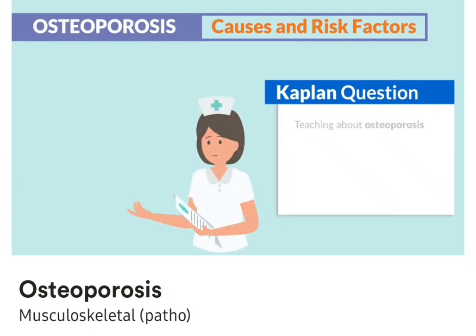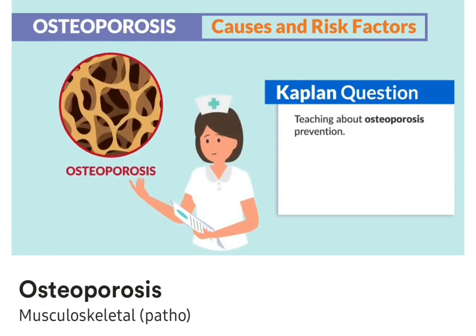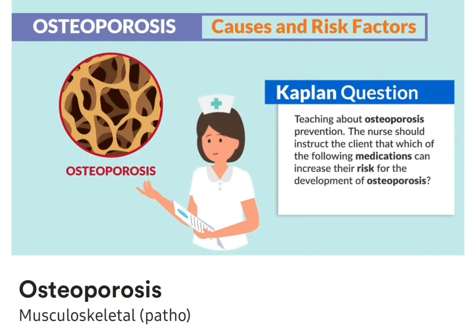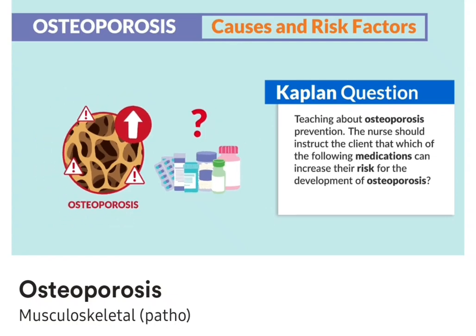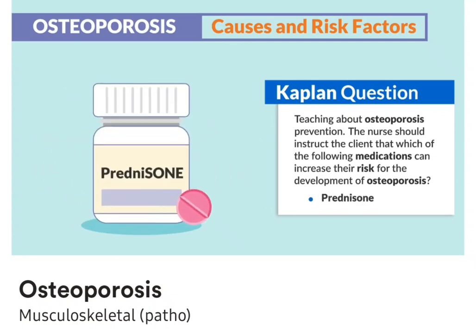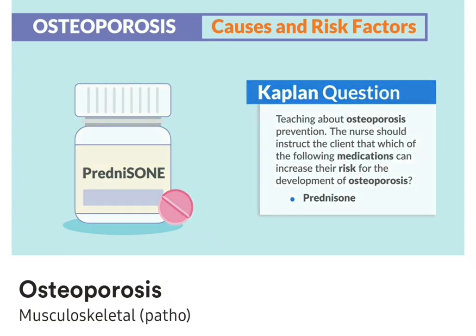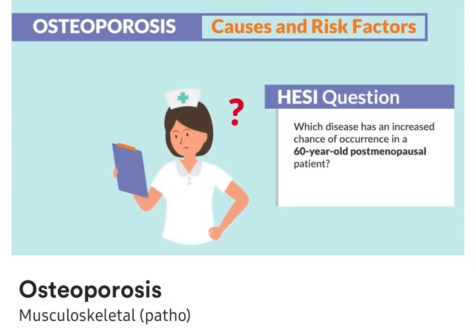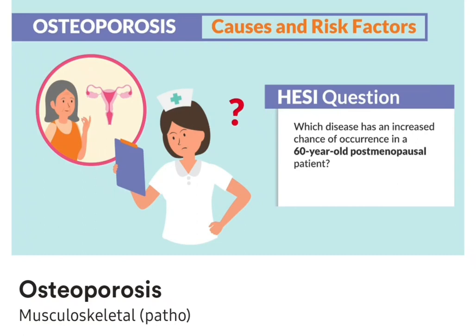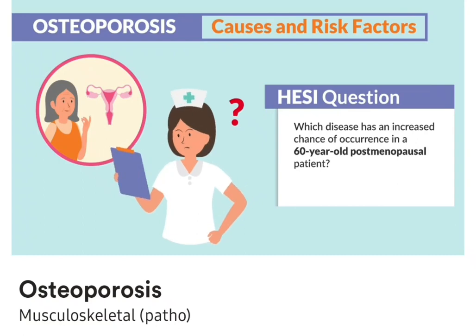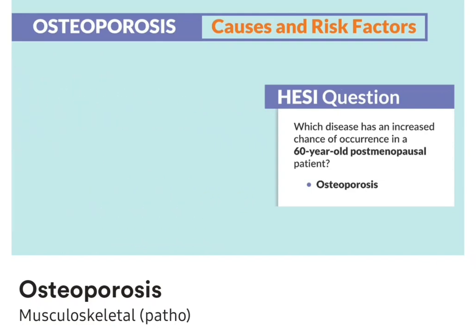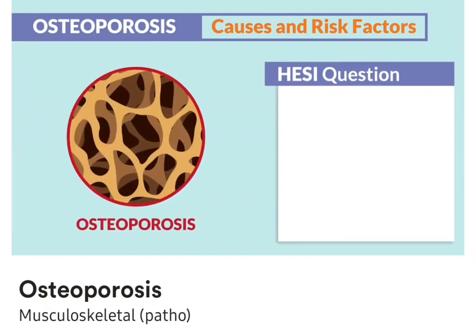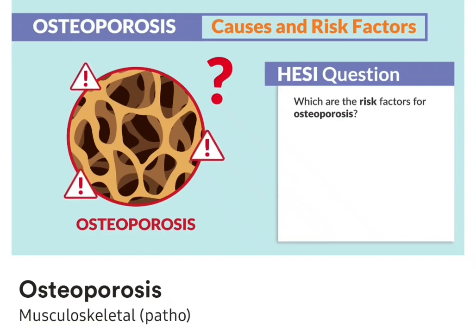So Kaplan mentions, teaching about osteoporosis prevention. The nurse should instruct the client that which of the following medications can increase their risk for development of osteoporosis. Prednisone, yes, zone-ending steroids like prednisone. And Hesse mentions, which disease has the increased chance of occurrence in a 60-year-old postmenopausal patient? The key term there is postmenopausal patient, osteoporosis. And which are the risk factors for osteoporosis?